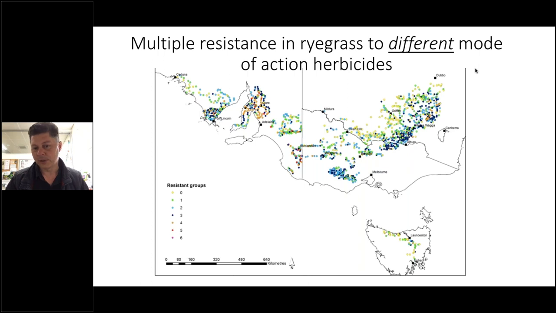And as you move further and further down and you head towards the orange and red, that's where the ryegrass is resistant to a lot of different modes of action. So you can see there are areas that it's quite difficult to control ryegrass with herbicides in certain cases, especially in the southern states where it rains more and there's more ryegrass.